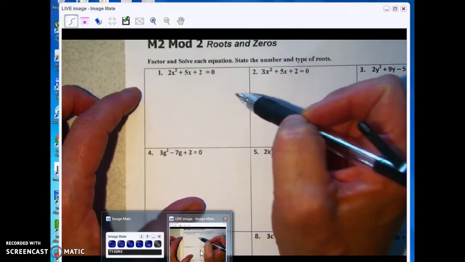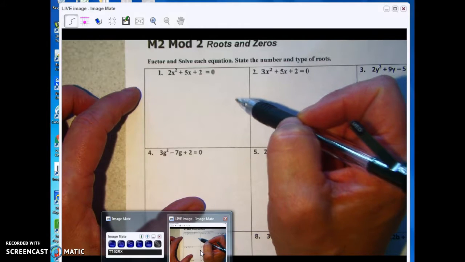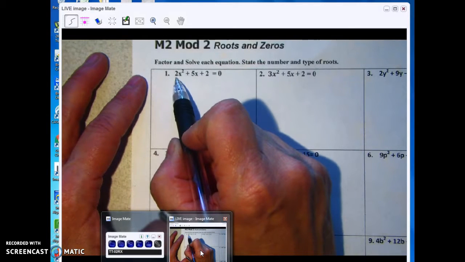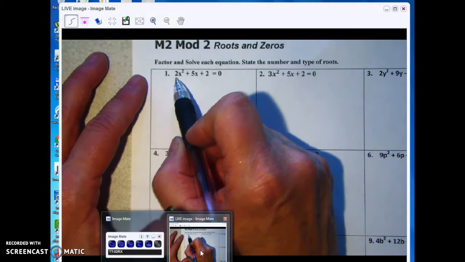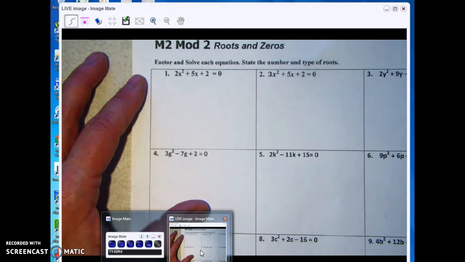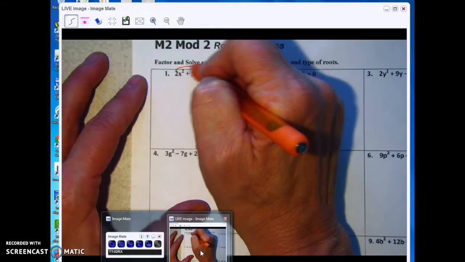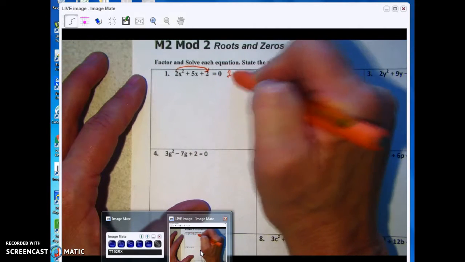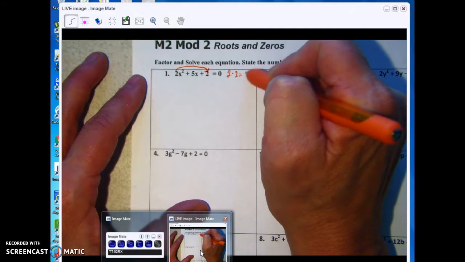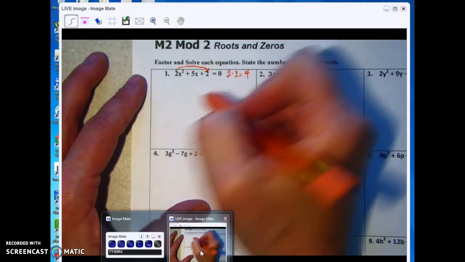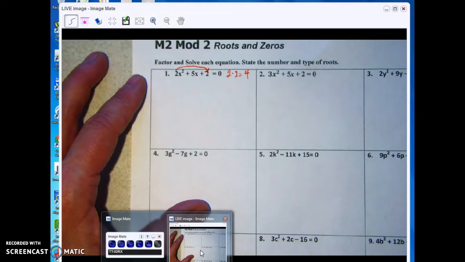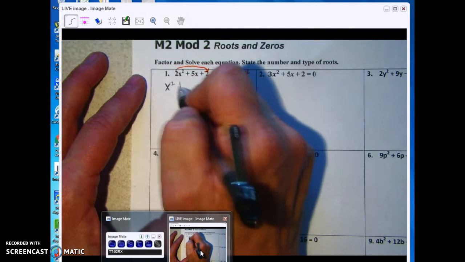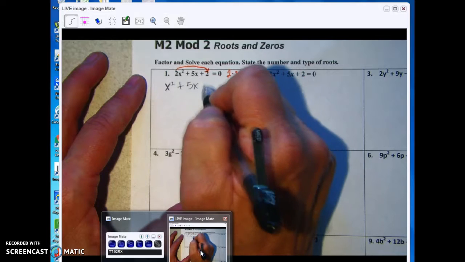Okay, so the first thing we are going to do is factor. All right, so a is greater than 1, so we're going to use the slip and slide method. Slip and slide means slip the 2 over to that 2. This 2 goes over to that 2. And 2 times 2 is, everybody? Thank you, 4. Okay, now our new equation is going to be x squared plus 5x plus 4.